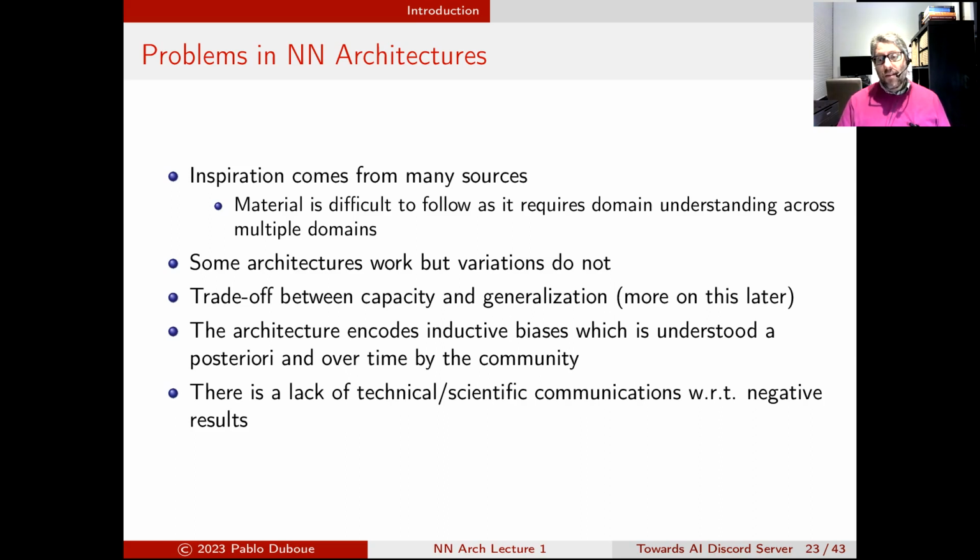And something that is a big problem in AI, and in many other disciplines in science, is that there is a lack of scientific and technical communication of negative results. So we know which architectures work well, but we might not know which ones do not.